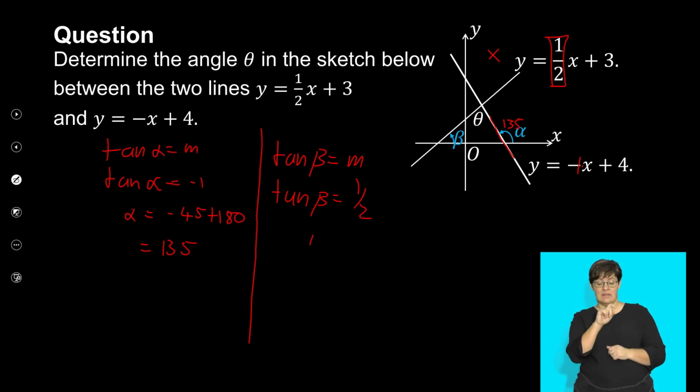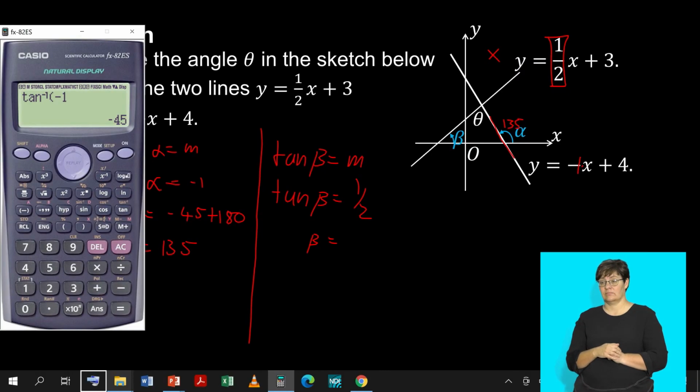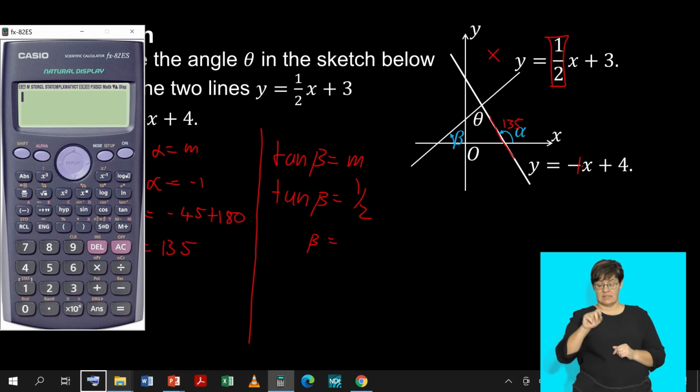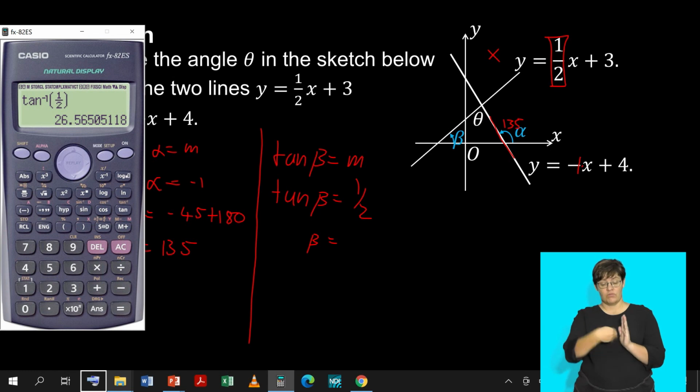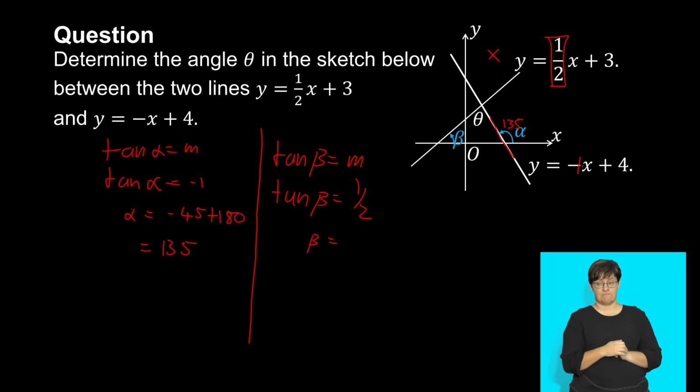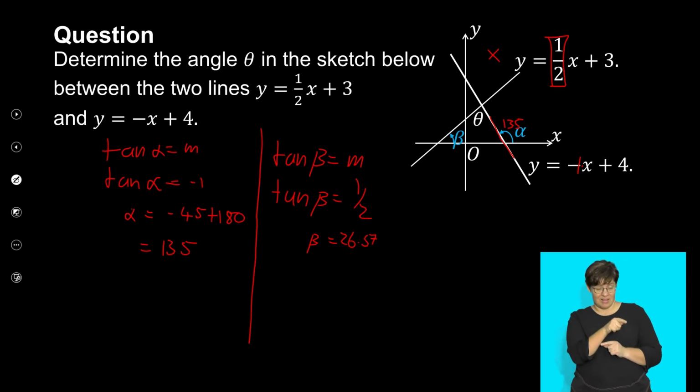Now I need to calculate what beta is, and so I'm going to use shift tan on my calculator. If I go shift tan of 1 over 2, what do I get? I get 26,57. Remember, we rounded up for that when we did this last time. So I'm going to get 26,57. Excellent. So now I know that this angle is 26,57.